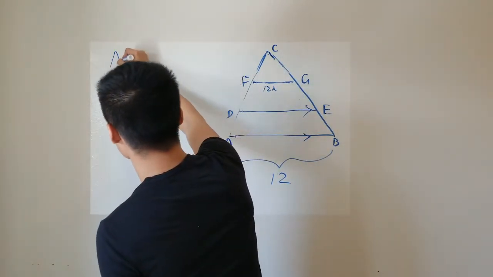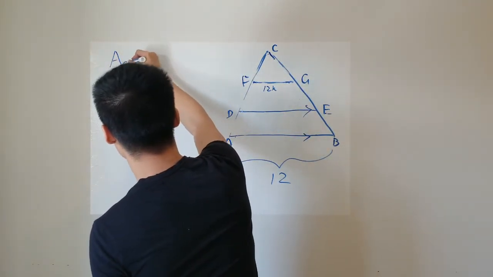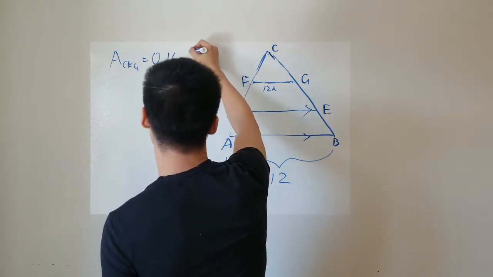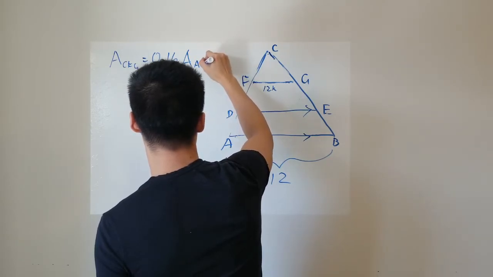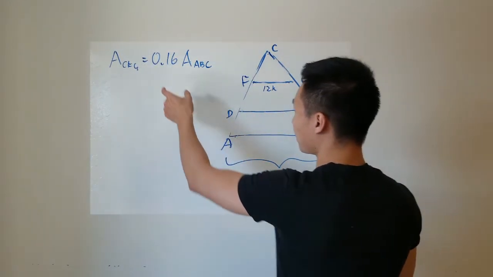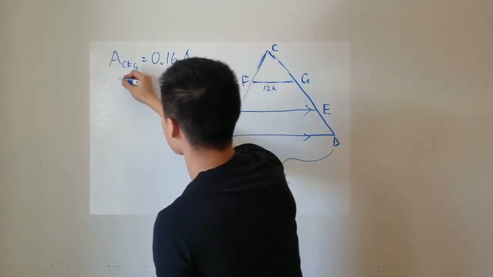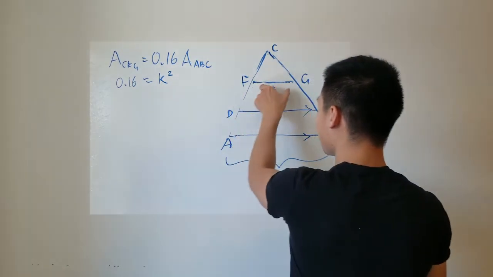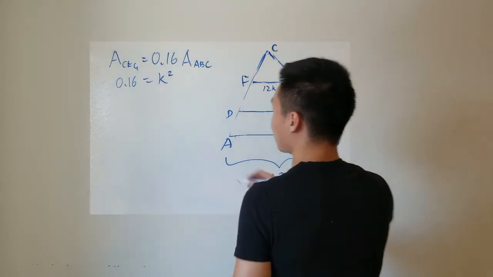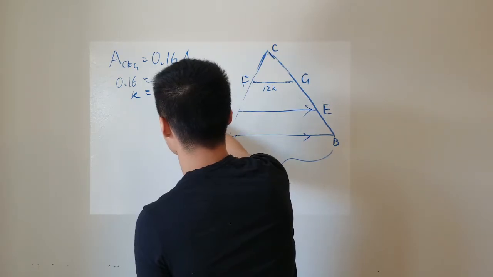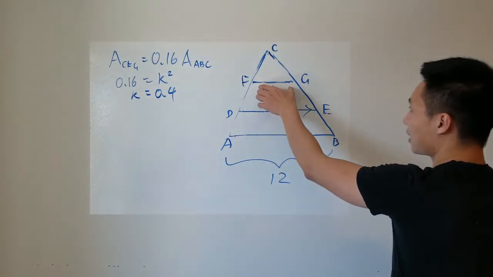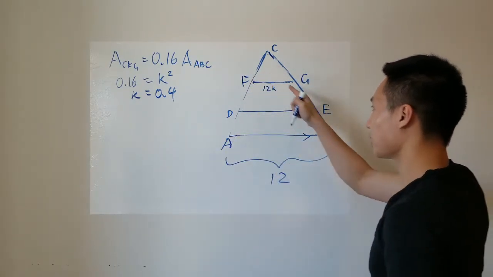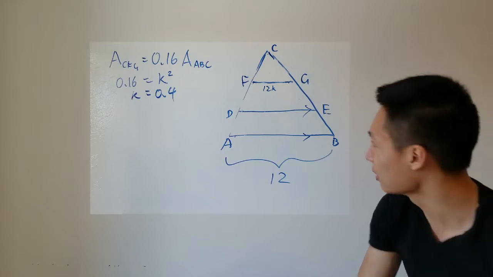We know that the area of CFG is equal to 0.16, or 16% of the area of ABC. And we know from the previous theorem that this is actually k squared, right? The length proportion squared is 0.16, which means that k is equal to 0.4. In other words, this part, FG, is 0.4 of AB, right? And we can find this length exactly if you want.